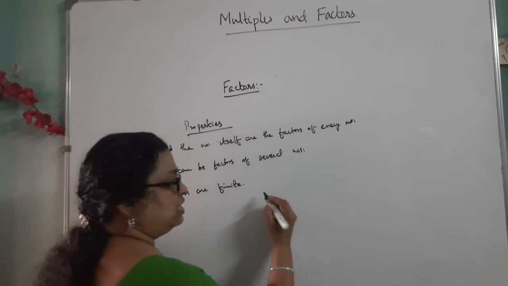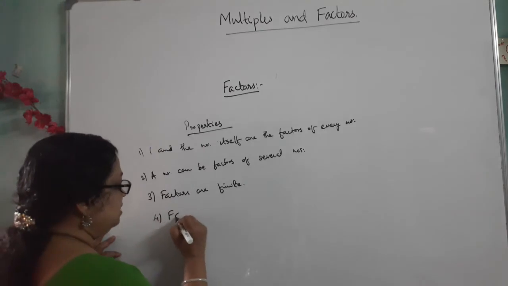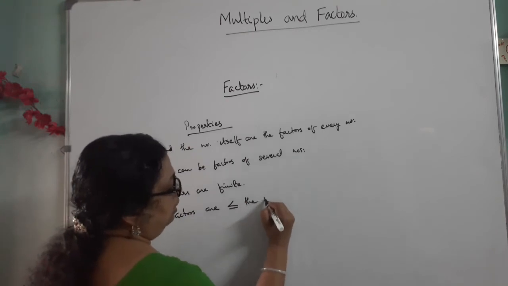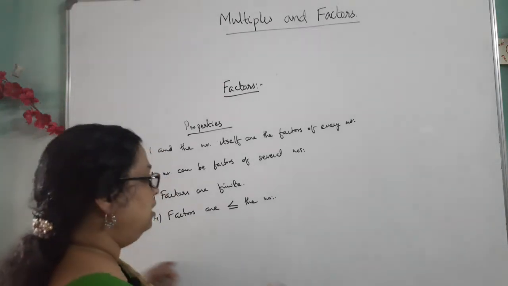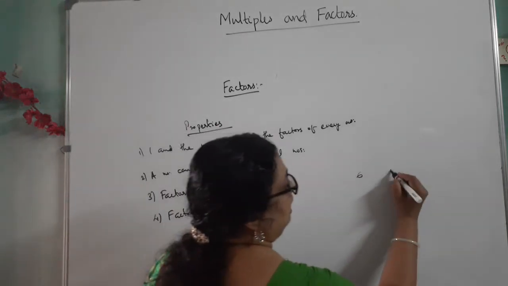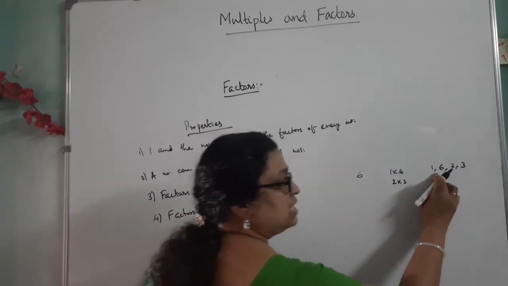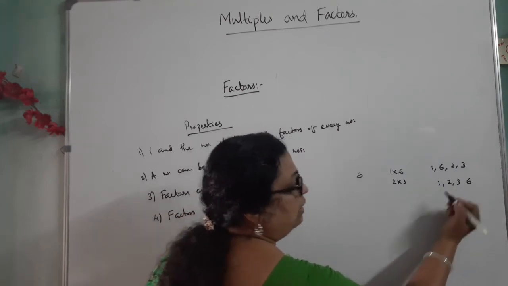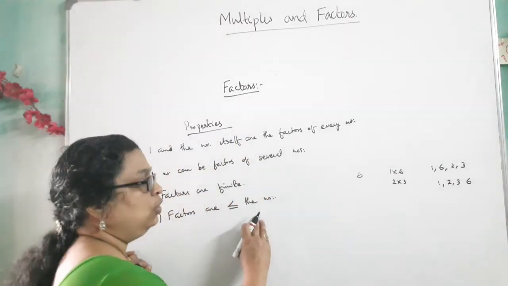So factors are finite. Smallest factor is 1 and the greatest factor is the number itself. So factors are less than or equal to the number. In the case of multiples, multiples are greater than or equal to the number, but factors are less than or equal to the number. For example, 6. We can write 1 into 6, 2 into 3. So the factors are 1, 6, 2, 3. The smallest factor is 1 and the greatest factor is 6. Between 1 and 6, these 2 and 3 will come. So the factors are finite, that is, the factors are less than or equal to the number.